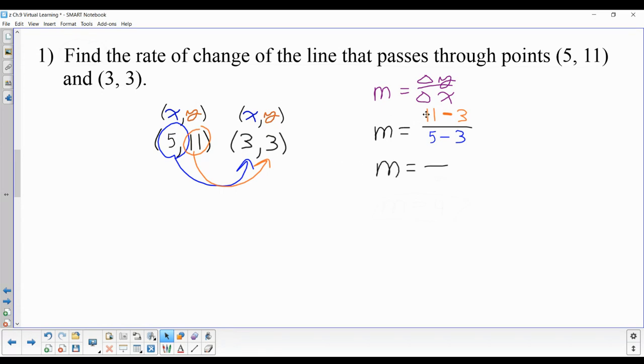For the numerator, I just do 11 minus 3 is 8. For the denominator, I just do 5 minus 3 is 2. Now, if this is a fraction that can reduce to an integer, 8 divided by 2 is 4, then I write my answer as an integer. The slope, or rate of change, is 4. If I have an improper fraction, I would leave it as an improper fraction. Slope, when there are no labels, is never written as a mixed number.